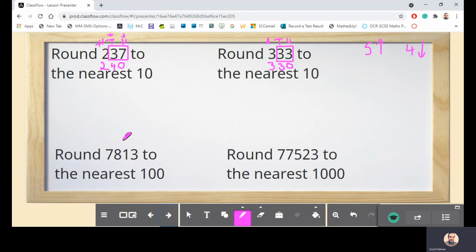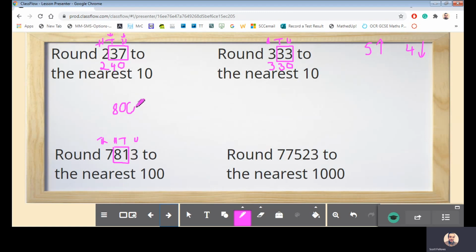7813 to the nearest 100, so you've got units, tens, hundreds, and thousands. Okay, we're looking for hundreds, so it's 100 and 10, that one and the one after. Okay, 81. 81 is going to round to 80. Everything after that's going to become a 0. So that 3 is going to become a 0. That 7 will stay the same. So to the nearest 100, we've got 7,800.